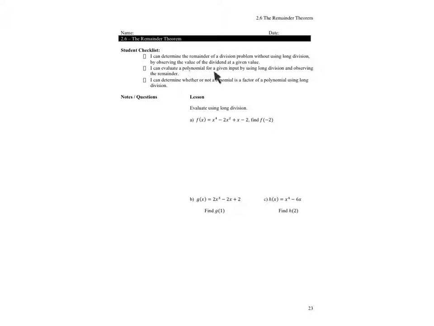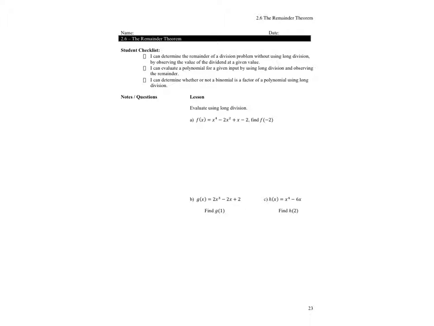You can evaluate a polynomial for a given input by using long division. So you'll be able to evaluate something by just using division and observing the remainder. And you can determine whether or not a binomial is a factor of a polynomial using long division. So these three things right here, these are the things you're going to want to check off today.